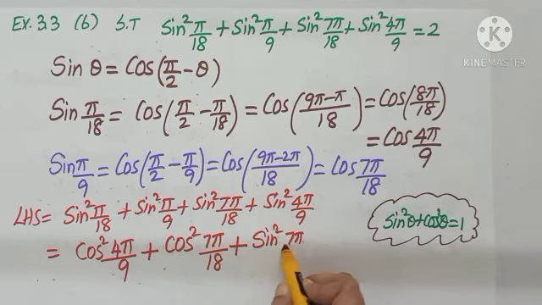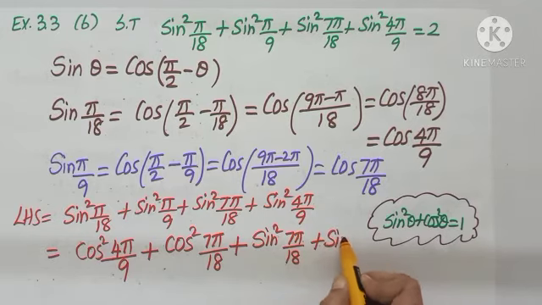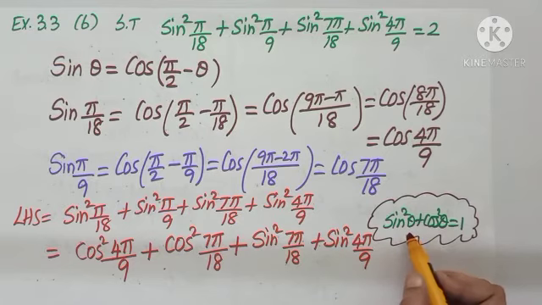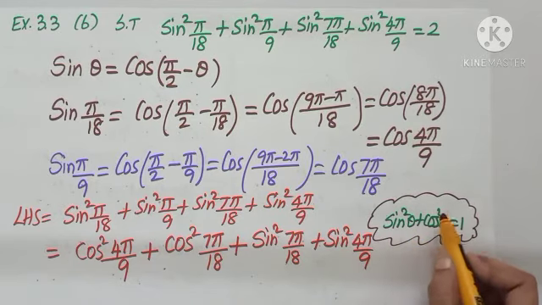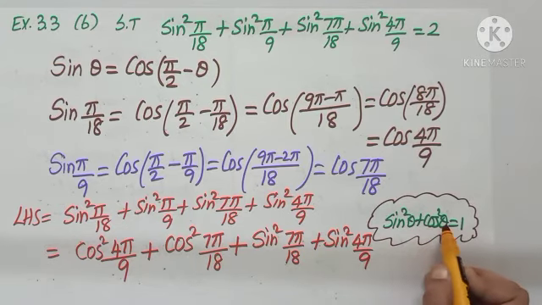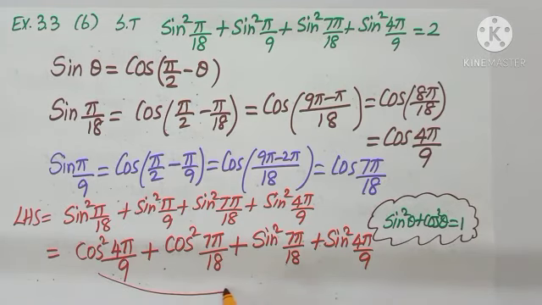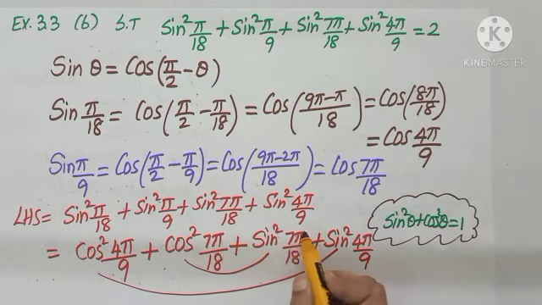Sine square 7 pi by 18 plus sine square 4 pi by 9. Now remember the identity, sine square theta plus cos square theta equals 1. Theta must be same. Then only I can use it. So combine these two. Cos square plus sine square, 4 pi by 9, 4 pi by 9. So this gives me 1. Combine these two. Again cos square plus sine square. Here it is 7 pi by 18.